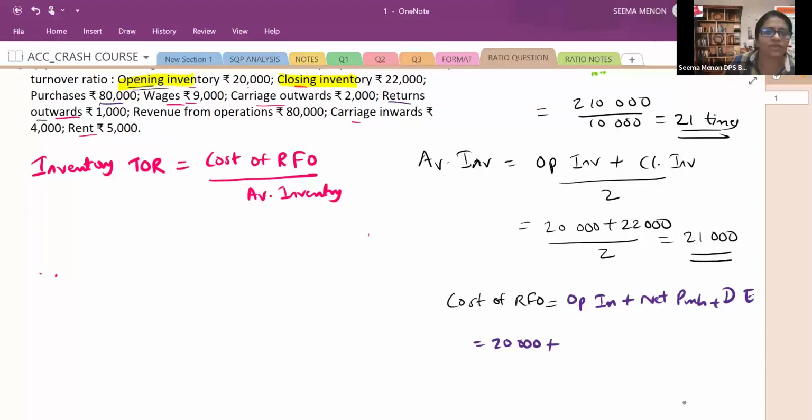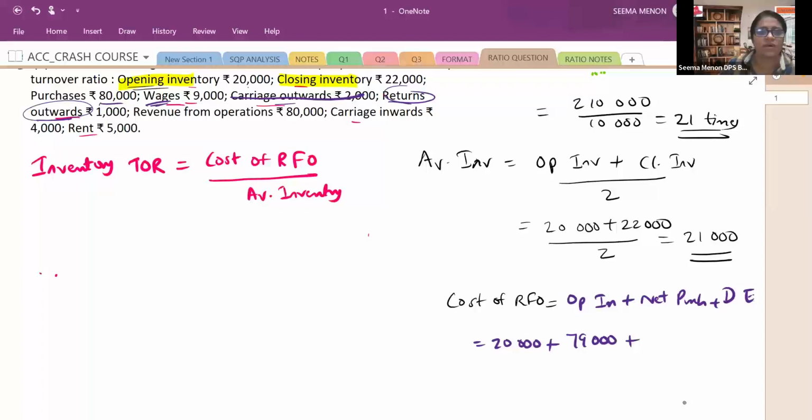Yes, here it is given return outward. You can see that I circled the same. That is return outward. Return outward means we are purchasing, then we are sending it back. That is called a return outward, is another name for purchase return. Okay, so 80,000 minus 1,000. That is directly we can write 79,000. Then what is direct expense? You can see here wages are direct expenses. Then carriage outward is not a direct expense. That is a selling expense. So that is an indirect expense that we will not take.